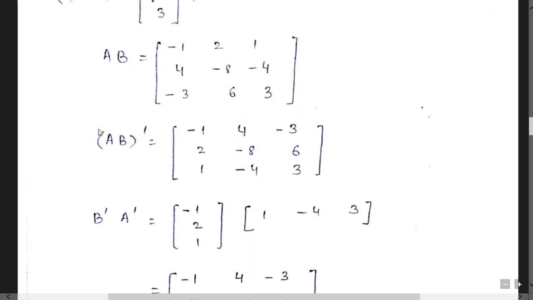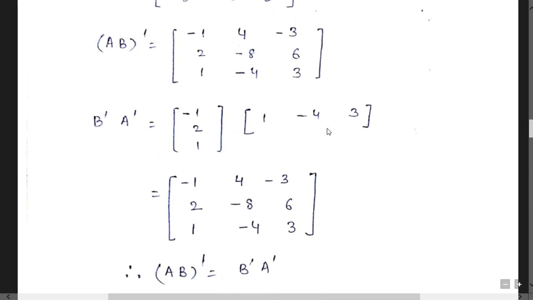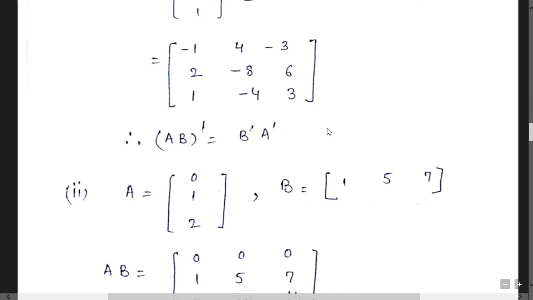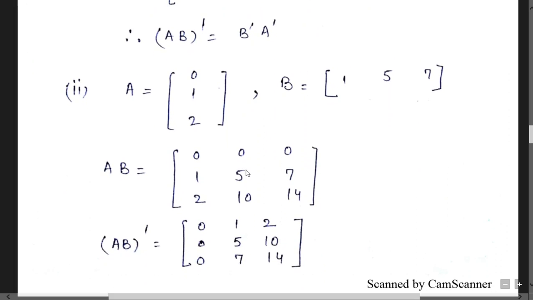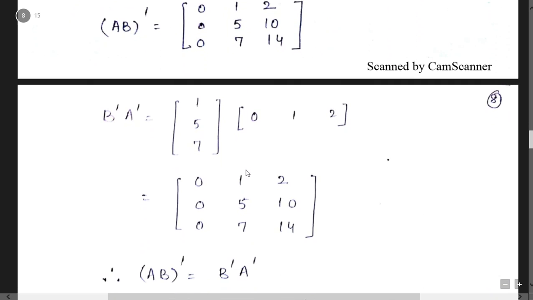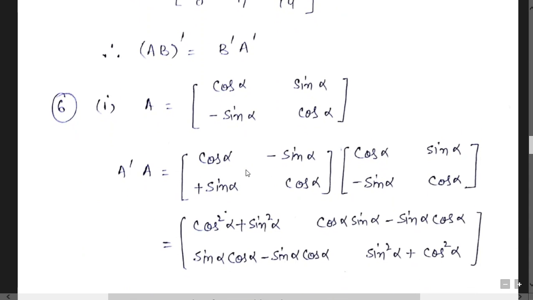And then take the transpose, AB transpose. First row is converted into first column, look at this, and second is converted into second column, and third is converted into third column. Then take the transpose of B and transpose of A, then multiply both the matrices. You will again get the same answer as the left hand side. Similar is the case with the second part. Again we have to prove AB transpose is equal to B transpose A transpose.